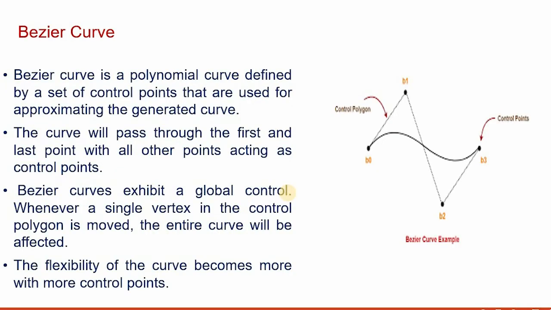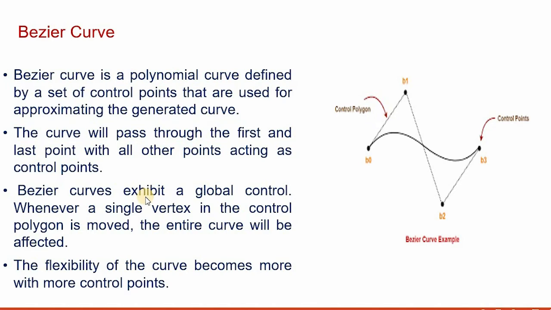Next, the Bezier curve. A Bezier curve is a polynomial curve defined by a set of control points that are used for approximating the generated curves. The curve will pass through the first and last point, with all other points acting as control points. This figure shows P0 and P3, and B1 and B2. B0 to B3 show the control points. The distance between B0 and B1 is the control polygon.